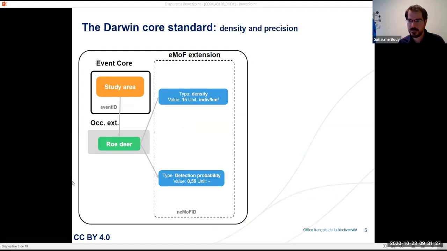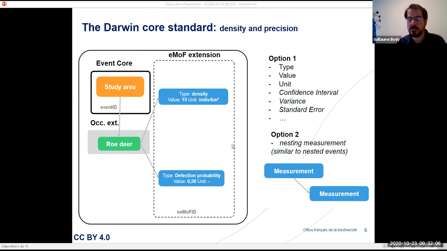I'm changing slide. It's working. But we have a problem with the density and its precision. Using these three elements, we can record the density estimation itself using the measurement or fact extension. In this case, in one study area, we can estimate that the density of roe deer is 15 individuals per square kilometer, and we can also record the detection probability. But we cannot currently record the precision of this estimation. There were two ways to solve this problem. One was to introduce different new columns in this measurement or fact extension, corresponding to the confidence interval, the variance, the standard error, but there were many ways to record precision.